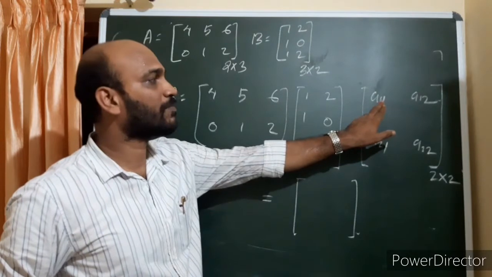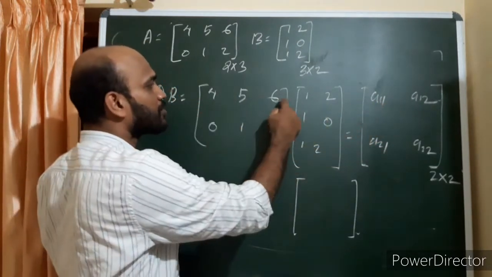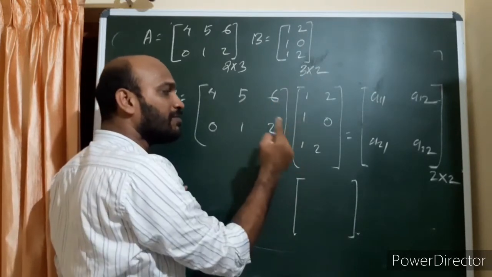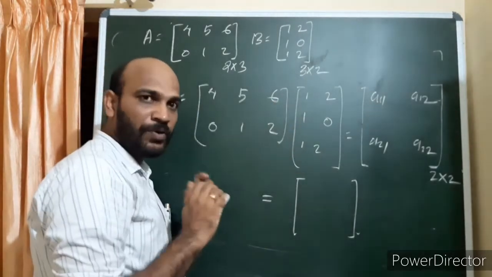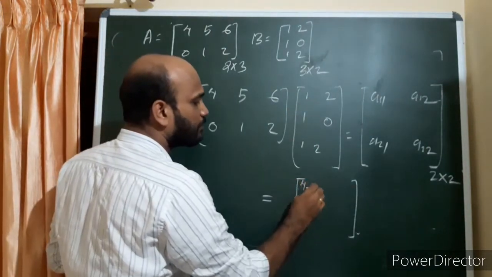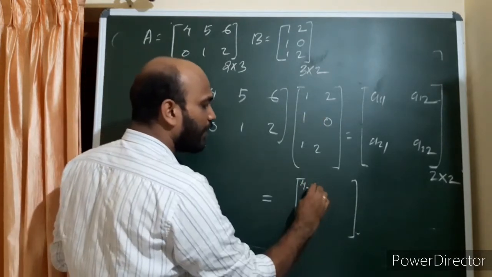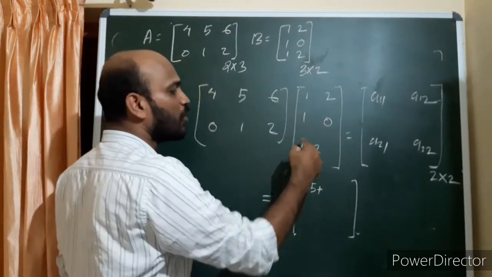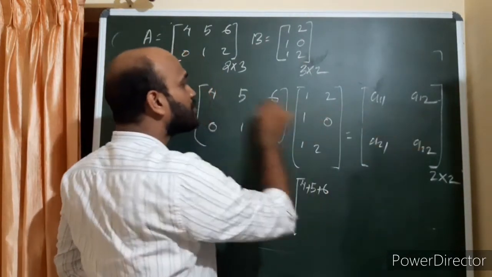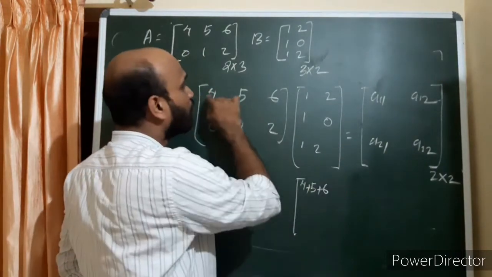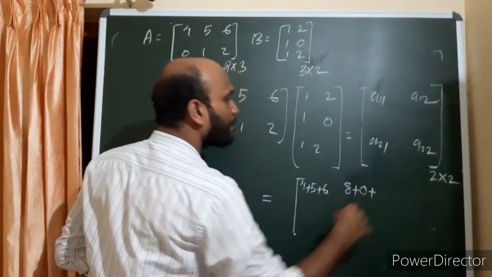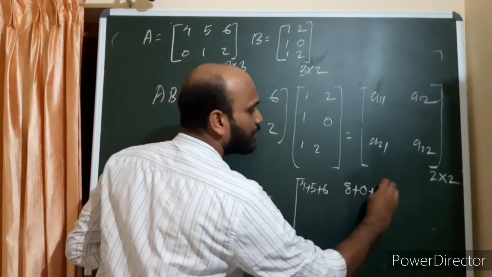What is A11? First row, first column. Here there are 3 elements in the first row and 3 elements in the first column. You have to multiply corresponding elements and add: 4 into 1, 4, plus 5 into 1, 5, plus 6 into 1, 6. That is the first element. Now A12 means first row, second column. 4 into 2, 8, plus 5 into 0, 0, plus 6 into 2, that is 12.